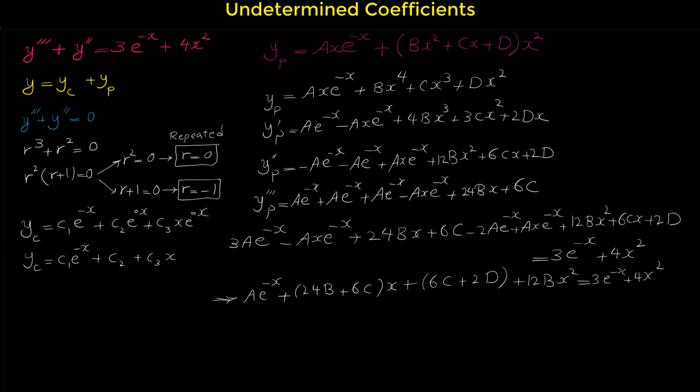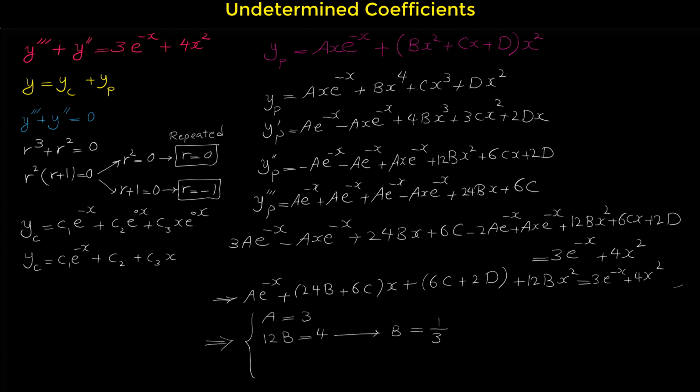Now by equating corresponding coefficients, we can find a, b, c, d. What is the coefficient of e to the negative x on the right side? 3. What is the coefficient of e to the negative x on the left side? a. So a is 3. Very simple. What is the coefficient of x^2 on the other side? 4. What is the coefficient of x^2 on the left side? 12b. So 12b equals 4, which from here b is 1/3.